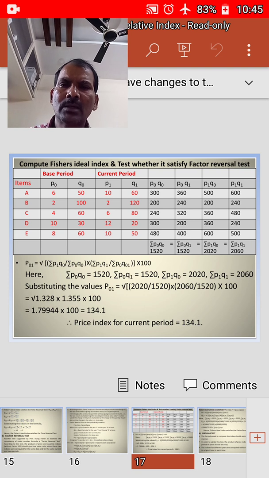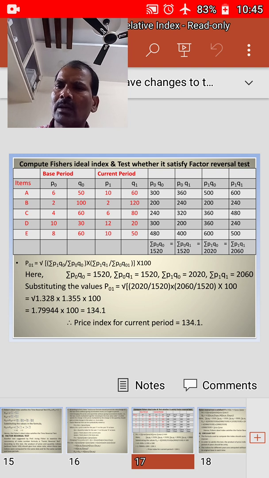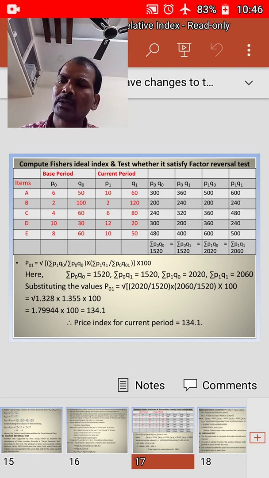First we need to calculate P0 Q0, that's 6 into 50, 300. 2 into 100, 200. 4 into 60, 240. 10 into 30, 300. 8 into 60, 480. P0 Q1 is the prices of the base year and quantities of the current year. 6 into 60, that is 360. 2 into 120, 240. 4 into 80, 320. 10 into 20, 200. 8 into 50, 400.